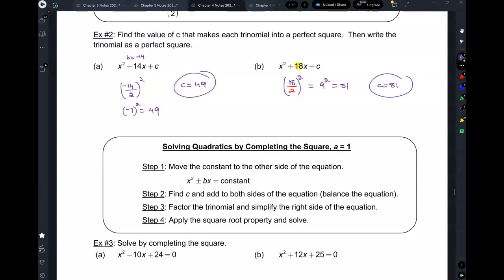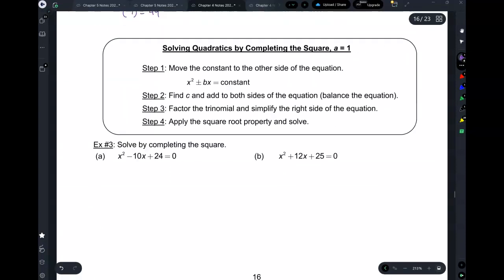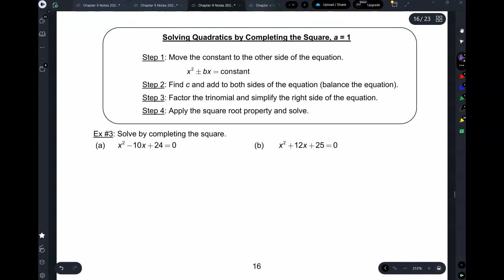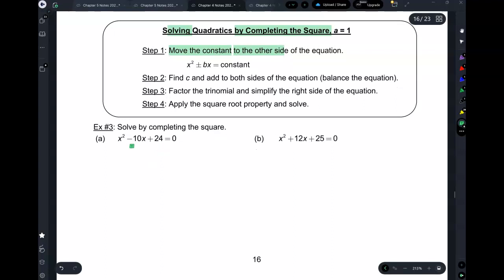So, let's solve by completing the square. Ready? All right, let's do it. Here's what we do. When I say solve by completing the square, you move the constant to the other side. Okay? So why don't we do this step by step right now? Which one is the constant? X squared minus 10x plus 24. The 24 is the constant.